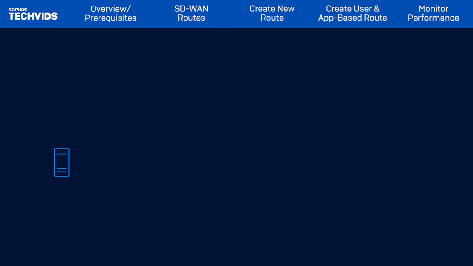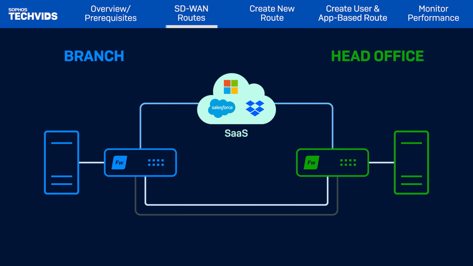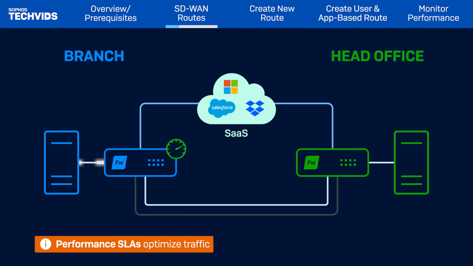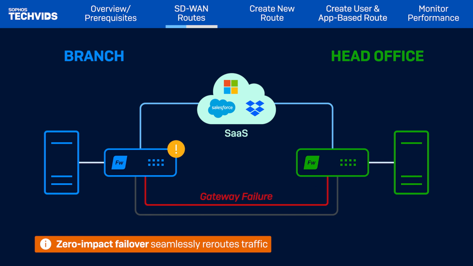Let's get started. Software-defined wide area network, or SD-WAN, adds a layer of software intelligence to your infrastructure. SD-WAN routes enable you to optimize your network performance and potentially reduce costs. You can route traffic based on applications, users and groups, and various network criteria. Additionally, you can implement service-level agreements, or SLAs, for gateway performance. This ensures important traffic uses the optimal WAN connection. Furthermore, zero-impact failover ensures seamless rerouting in the event of gateway failures with no disruption to service.